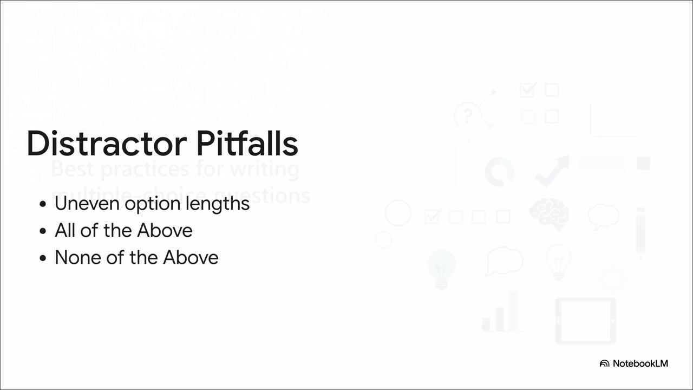Also, avoid using all of the above. Why? Because if a student knows options A and B are right, they'll just guess all without even knowing anything about option C. And none of the above is heavily flawed too, mostly because it only tests what a student knows the answer isn't, rather than what it actually is.